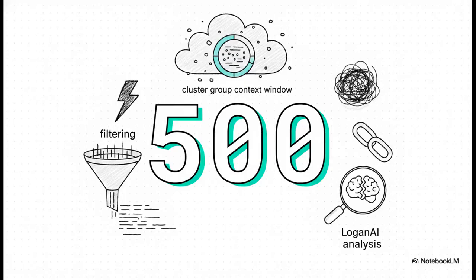I really want to emphasize a crucial technical limit here, 500. That is the strict maximum item limit for a cluster group context window in LoganAI. LoganAI's cluster analysis works so much better with smaller, well-scoped datasets. If you exceed that 500 record limit, you run the risk of the AI missing crucial context details, or worse, just hallucinating an answer. So always remember to filter down to a meaningful log group first.